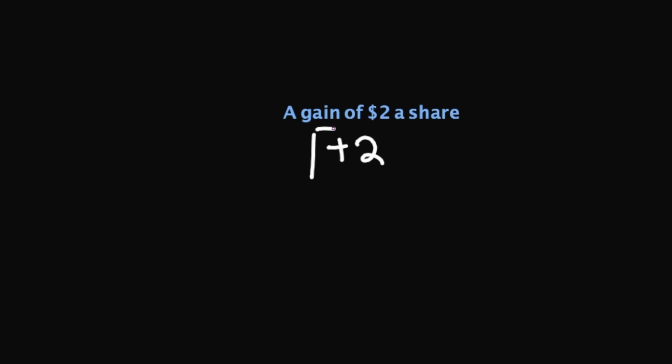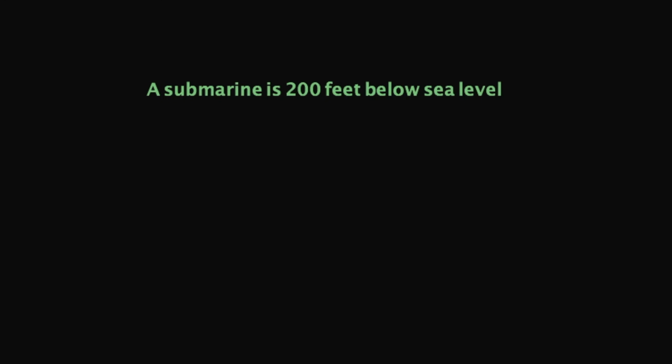10 degrees below 0. How would I write this as an integer? As an integer, this is going to be negative 10. So let's look at this example, a gain of $2 a share, and this is going to be +2. A submarine is 200 feet below sea level, and this is going to be -200.